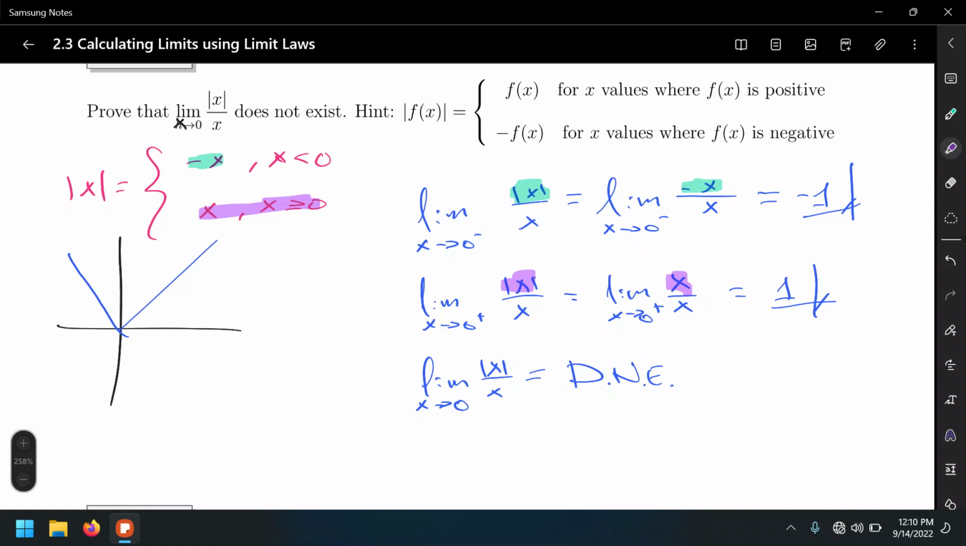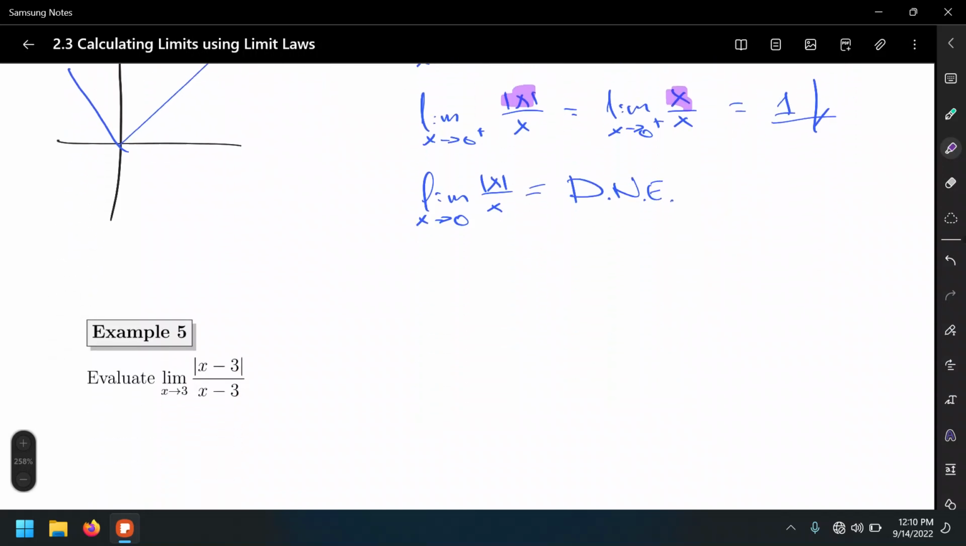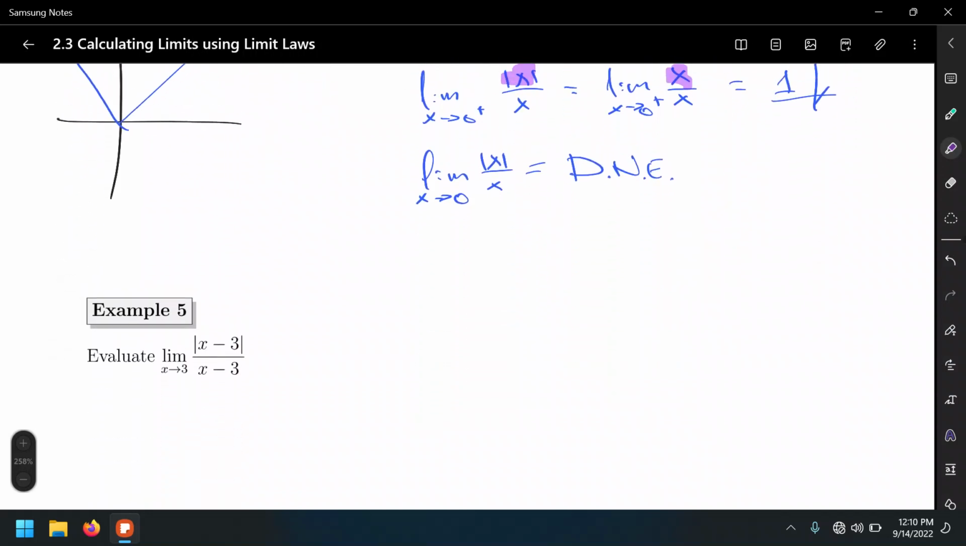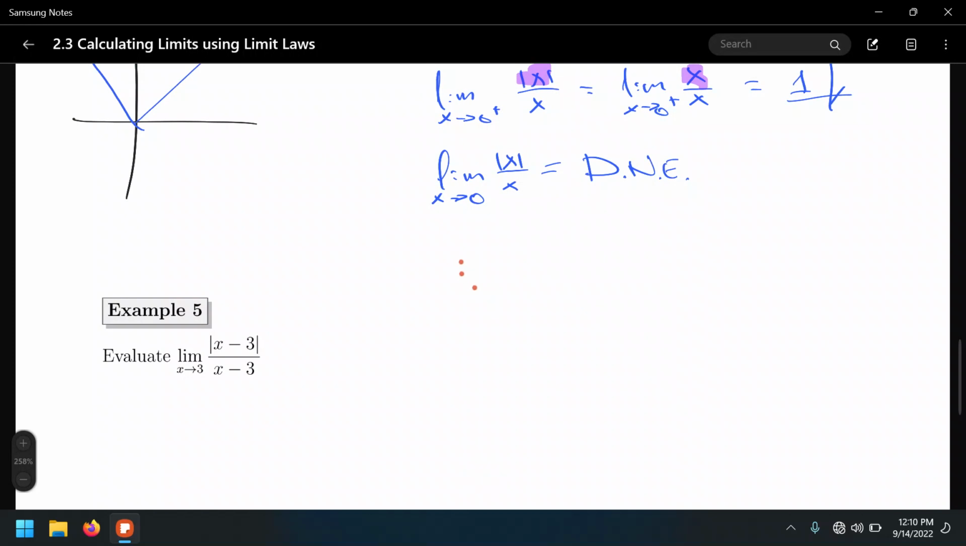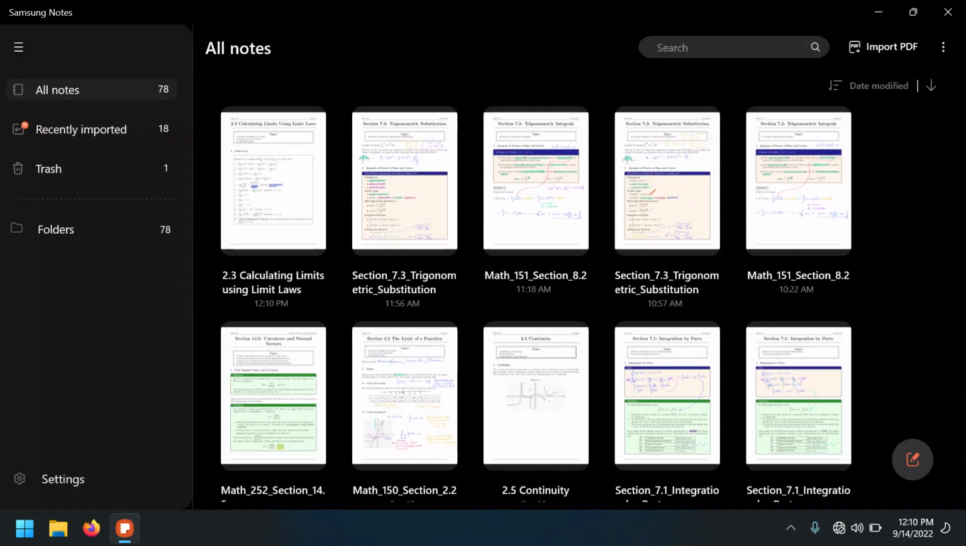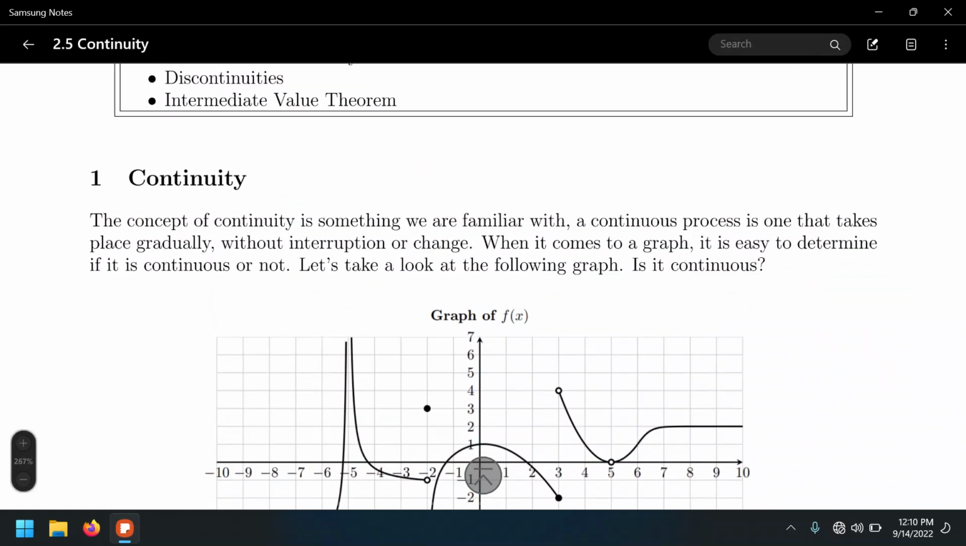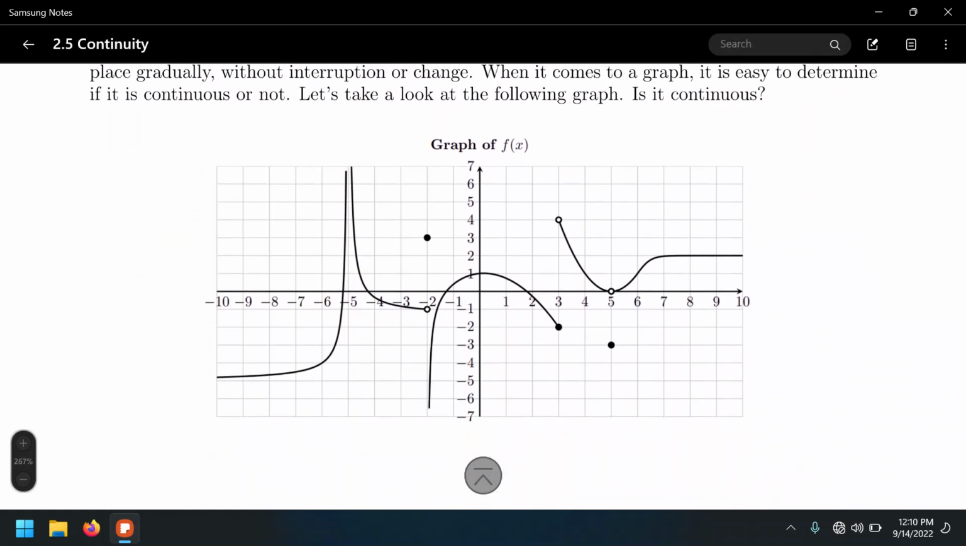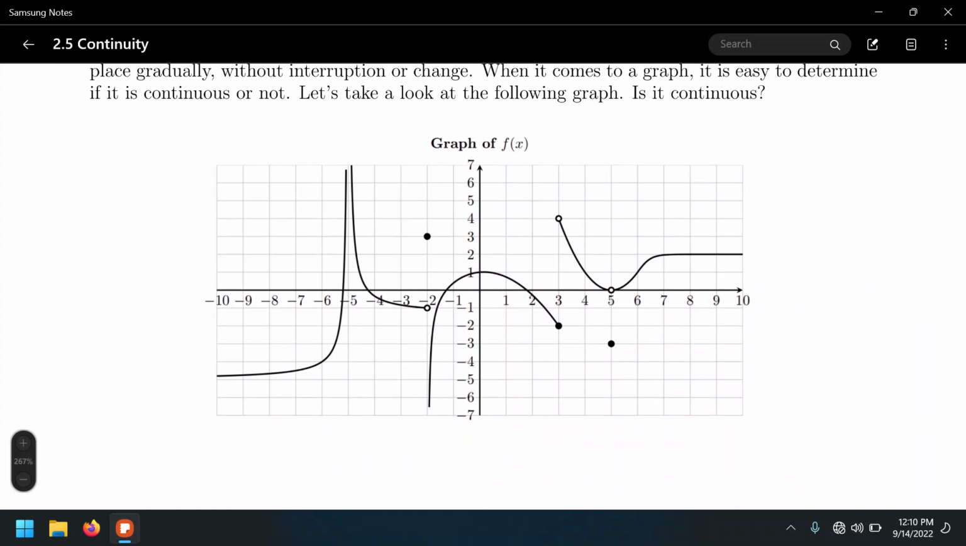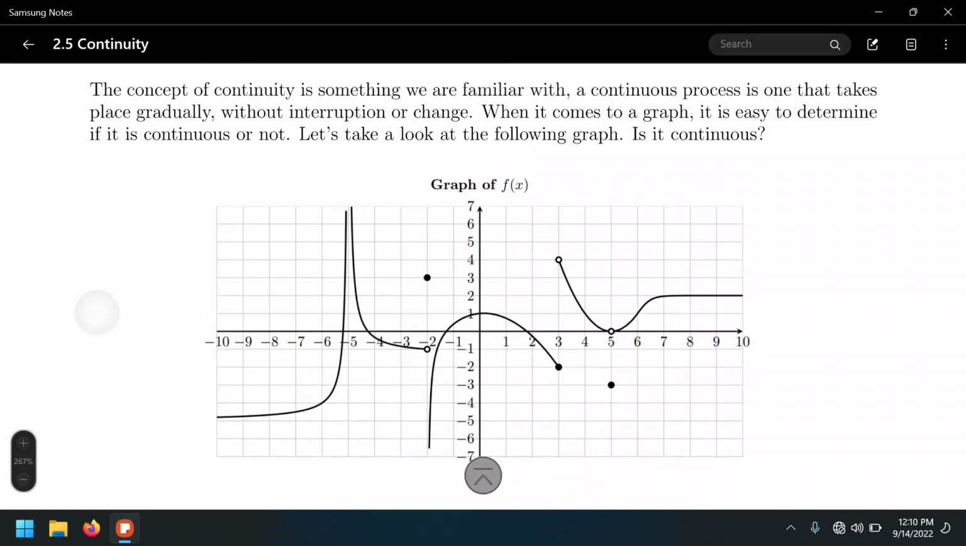Okay? All right. So there's one more example right here. I'd rather skip it and move on to continuity because we're a little behind here. So for section 2.5, continuity, let's consider the graph of this function. We don't know what f of x is explicitly. It's just some random graph that will illustrate pretty much every single kind of discontinuity.